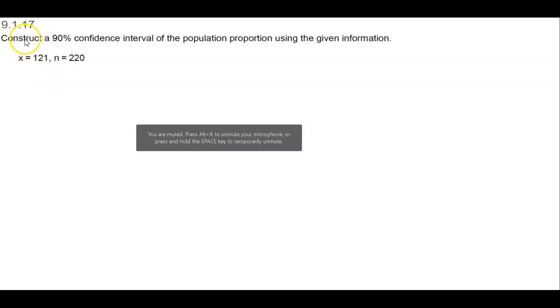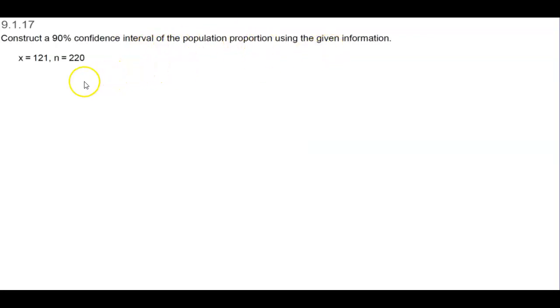Section 9.1.17, we want to construct a 90% confidence interval of the population proportion using the given information, where x is equal to 121 and n is equal to 220. So this is the characteristic and this is the sample size. The first thing we want to do is find the point estimate.